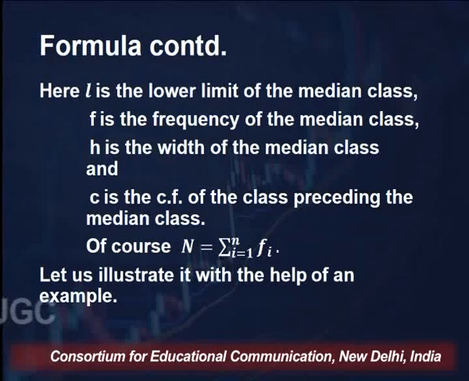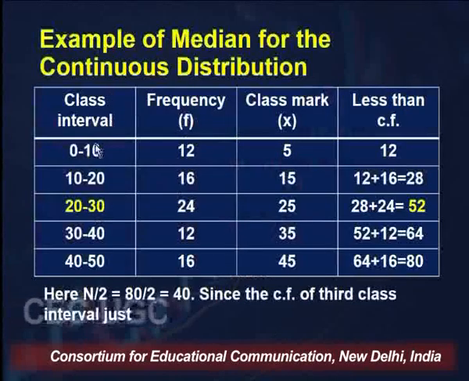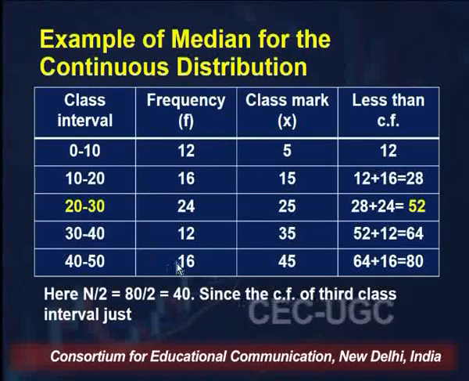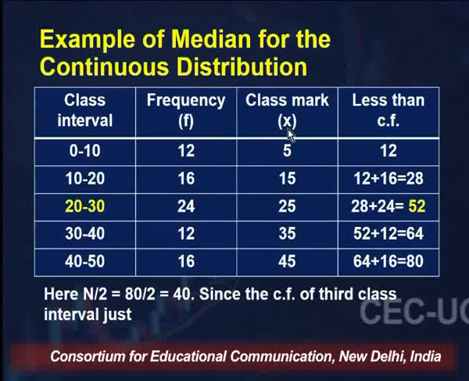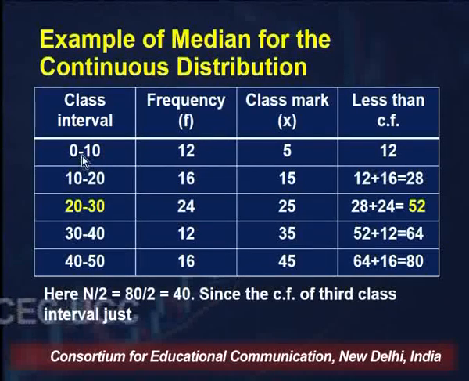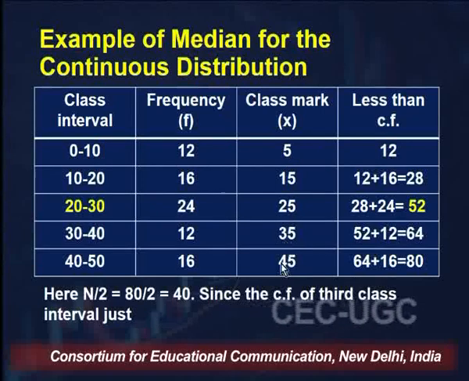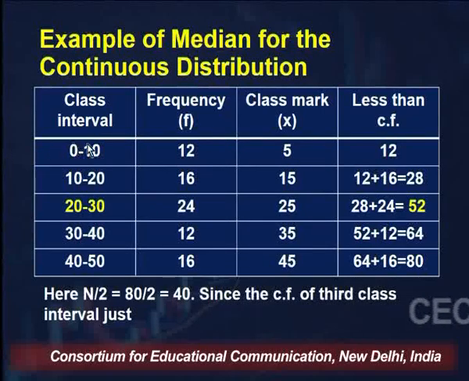So, again let us illustrate it through an example. Here, as I said, the class intervals will be given to you and the frequencies will be given to you. You compute class marks by adding the lower limit with the upper limit and dividing by 2. So your class marks are 5, 15, 25, 35 and 45, because 0 plus 10 by 2 is 5, 10 plus 20 by 2 is 15.